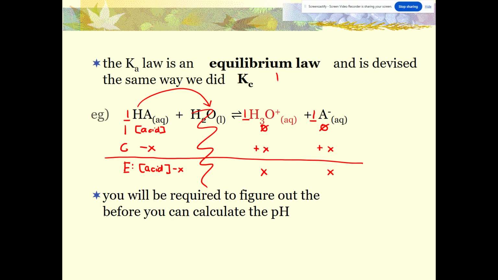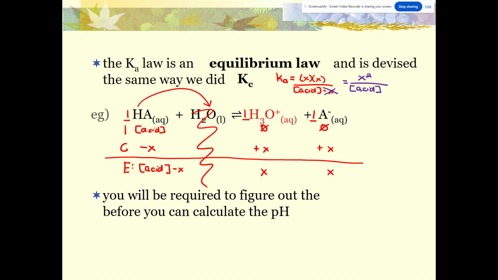So if I put that into my Ka formula, it's x times x, which simplifies into x squared, over the concentration of the acid minus x. Now, your Ka values are all going to be very small, which means we can use our approximation method and get rid of the minus x at the bottom. And again, simplify this into x squared over the concentration of the acid.